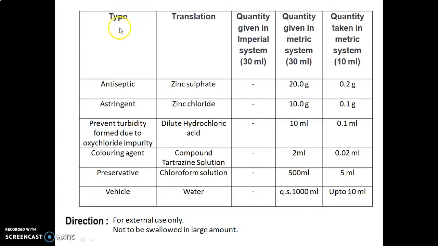Let's discuss the formulation table. In that, the type is the use or role of the ingredient. Then the name of the ingredient, the quantity given in the imperial system for 30 ml, the quantity given in the metric system for 30 ml, and the quantity taken in the metric system for 10 ml.